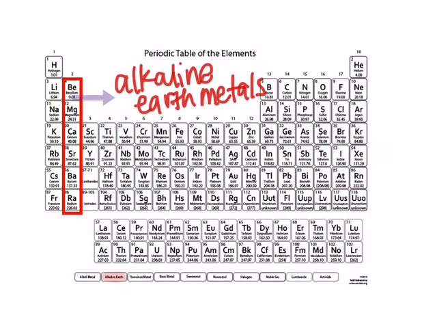Next up is group or family number 2. These are called the alkaline earth metals, so they're still metals.